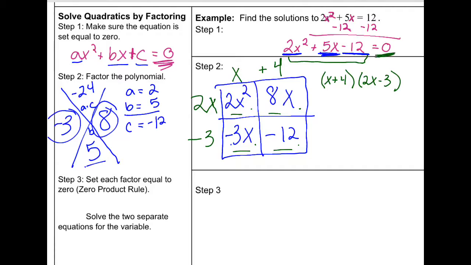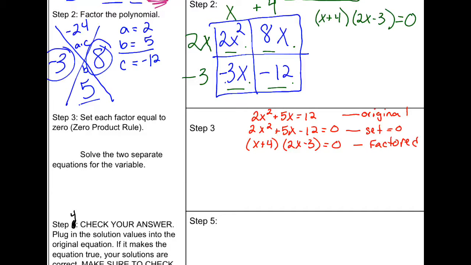And I can still set it all equal to 0, which is going to lead me to step 3. So I've rewritten the original equation, which was 2x squared plus 5x equals 12. The first thing we did was set it equal to 0, and then we factored it. These are all equivalent, but we're now at this factored step, which means I can apply the zero product rule. The zero product rule says if I have two things that are being multiplied and equal to 0, I can split them up and set each factor equal to 0 and solve each individual equation.